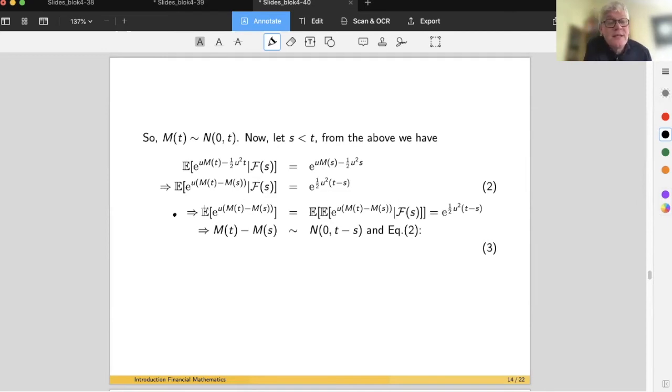So this is nothing but the expected value of e to the power u(M_t minus M_s). And these terms we will encounter when we are dealing with equation 1. What this essentially says, if we look at the left side and the complete right side, is that M_t minus M_s is distributed normally with mean 0 and variance t minus s.